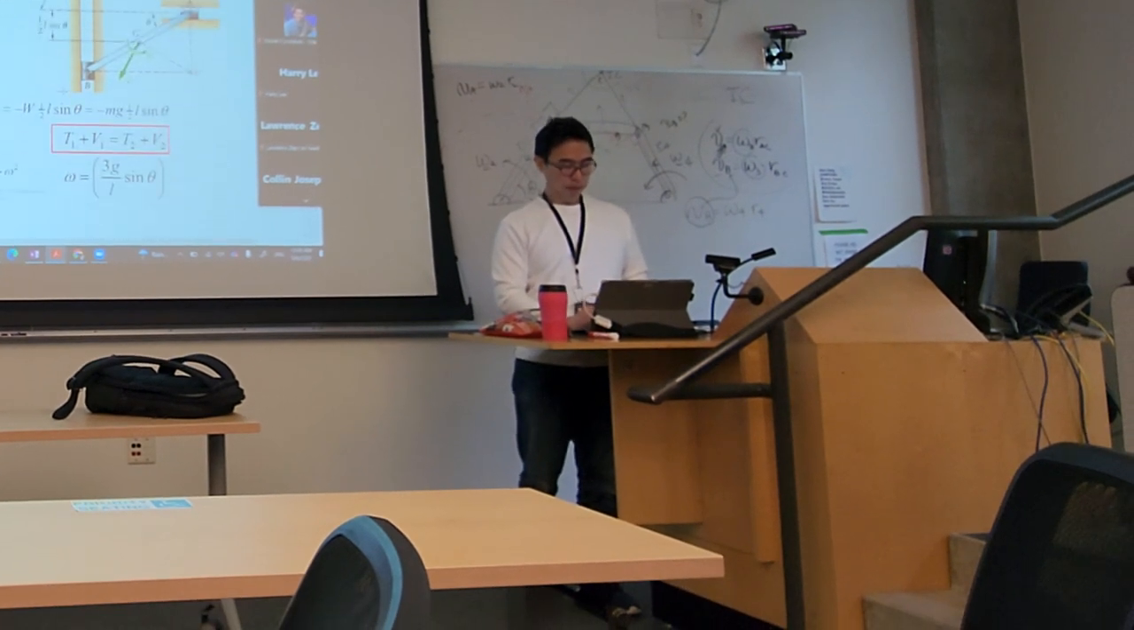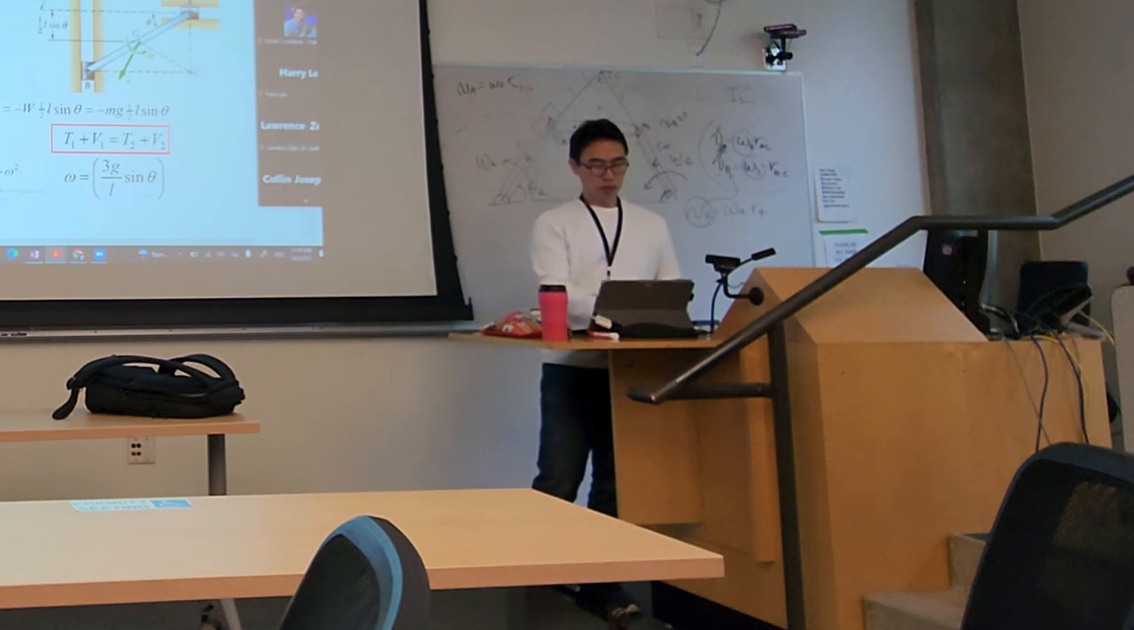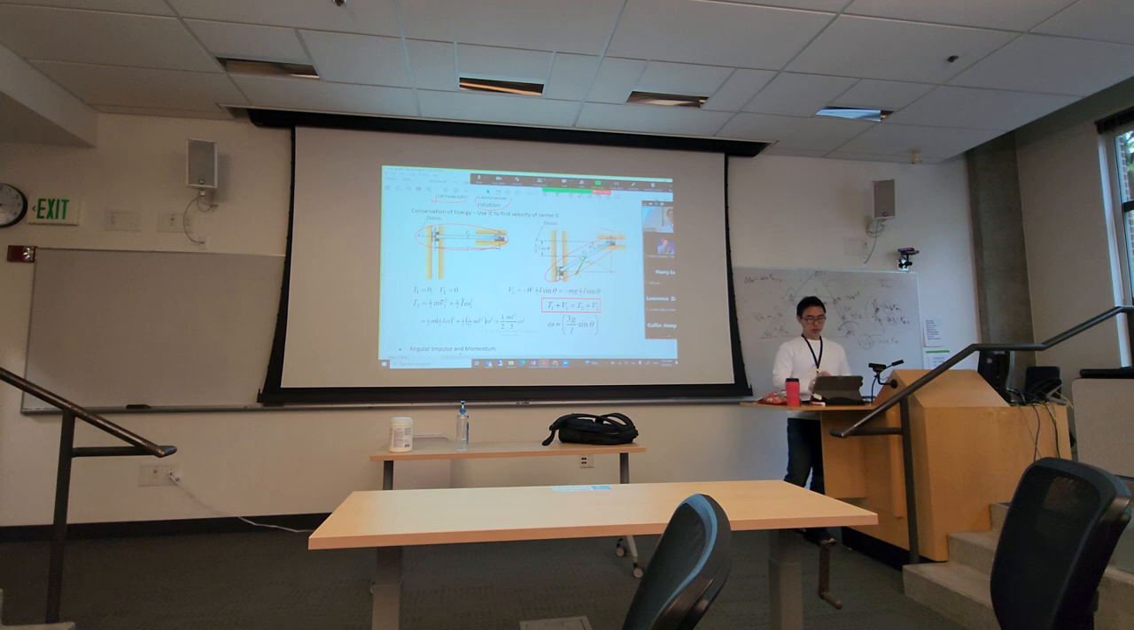So this is an example. This one started from the horizontal position and moved down to this position. Initially, kinetic energy was zero, potential energy was zero, assuming this is a datum. Now, I'm interested in how fast the rigid body is rotating, the omega here. How do you find it? Using conservation of energy.